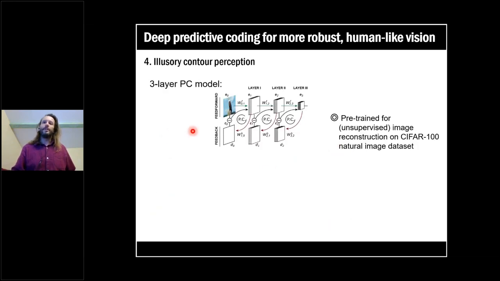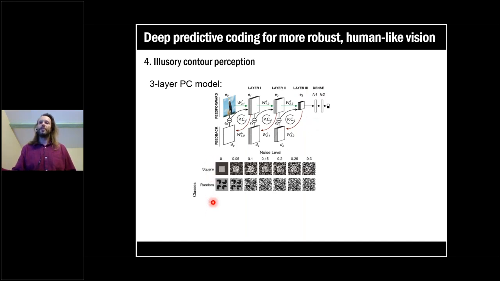So what we did is we trained a simple 3-layer predictive coding model, just like before. This time we pre-trained the whole network, feed-forward and feedback pathway, with a pure reconstruction objective on the CIFAR-100 natural image dataset. And then we added a classification head, and we fine-tuned the whole model on a very simple binary shape classification task. The model had to say whether it's looking at a square or whether it's looking at these 4 Pac-Men with random orientations. And of course, that's a very easy task. So just to make it non-trivial for the model, we added a variable amount of Gaussian noise to the image.